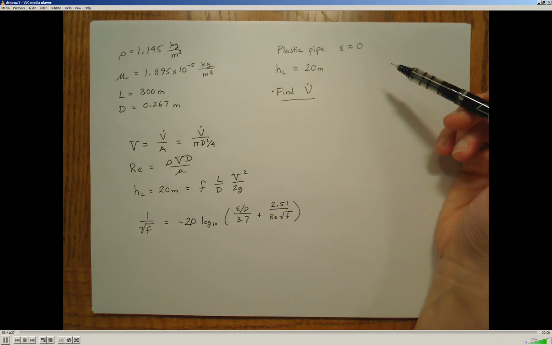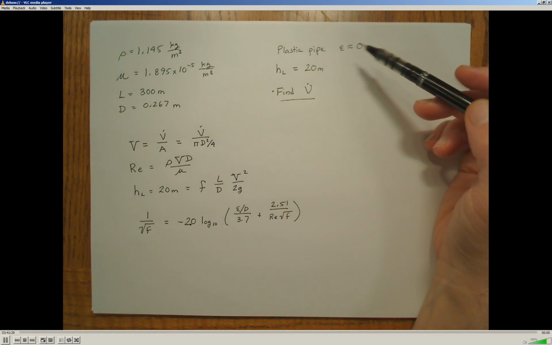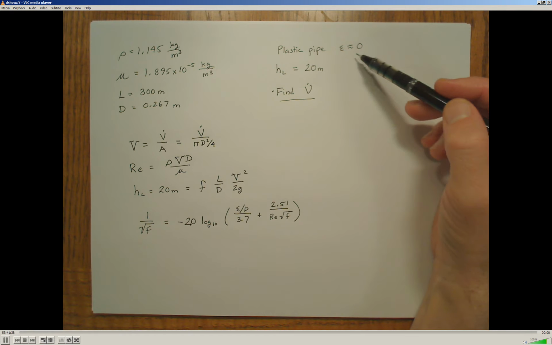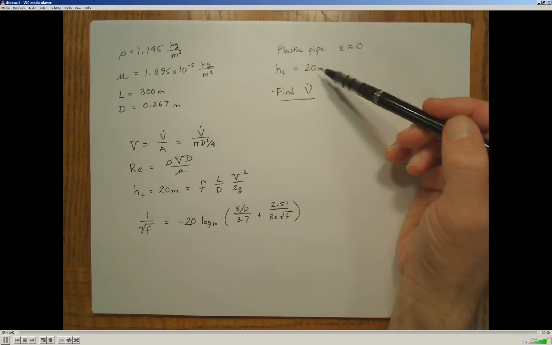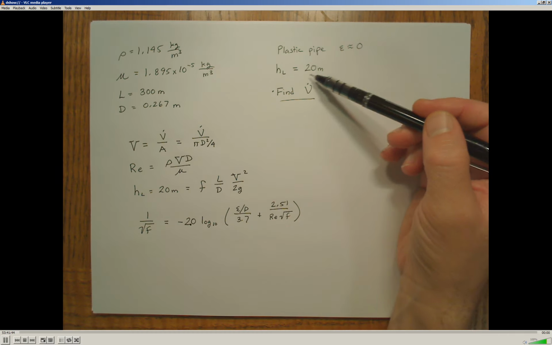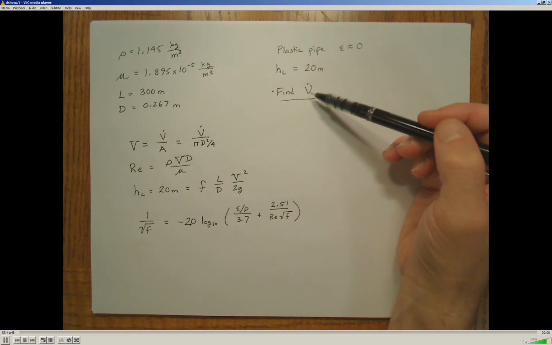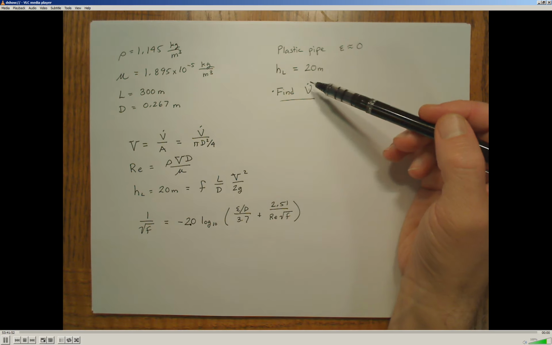All right, we also know that it's a plastic pipe, therefore our surface roughness is approximately 0, which is based upon looking it up in the charts, and we know that a plastic pipe is very smooth and has a low roughness associated with it. And in this case, we're given the head loss value that we want it to be 20 meters, and we don't know what the velocity or the flow rate needs to be to make all of these conditions true.